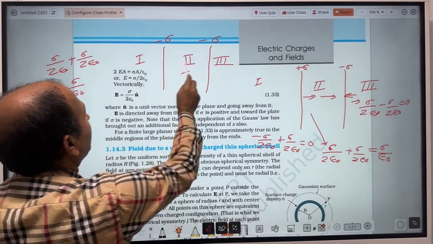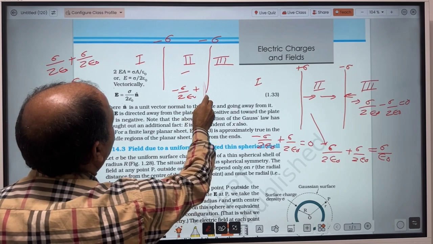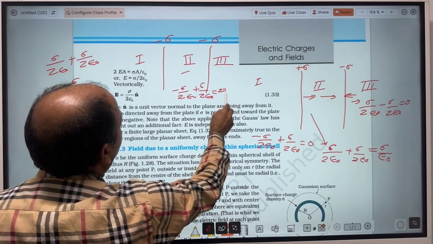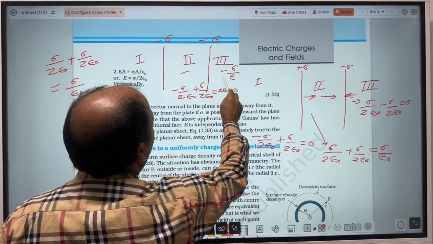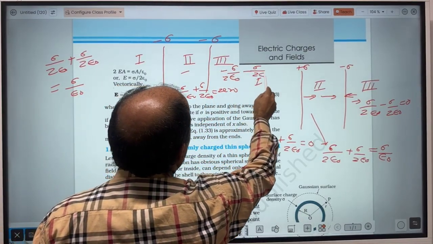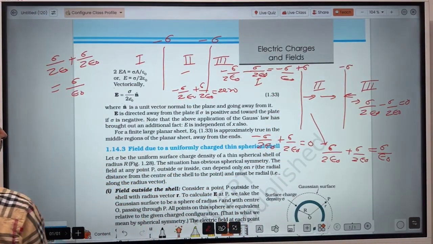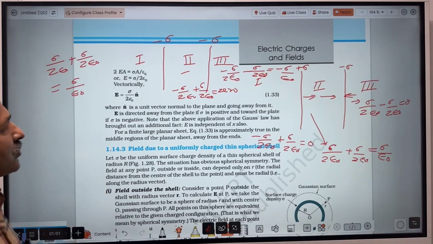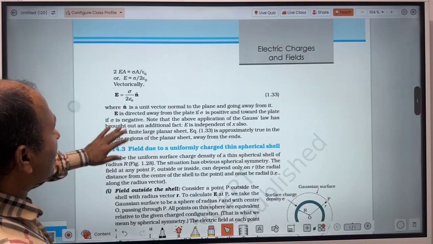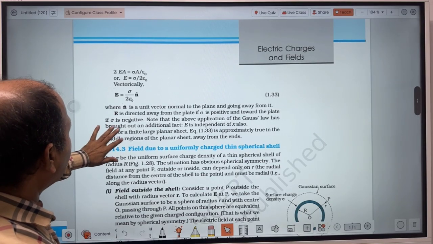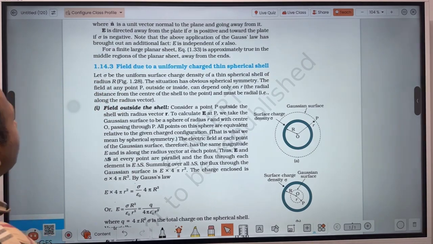If you consider this region, what happens? Minus sigma upon 2 epsilon naught and plus sigma upon 2 epsilon naught. This will give 0. And if you consider this region, then what happens? Minus sigma upon epsilon naught minus sigma upon 2 epsilon naught, giving minus sigma upon epsilon naught. So these are three possibilities, and you have understood how to evaluate. We will do some numerical questions based on these concepts, so it will become clearer, or other things related thereto we will study.